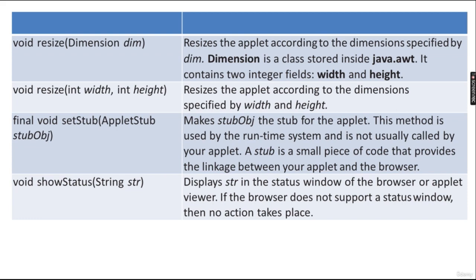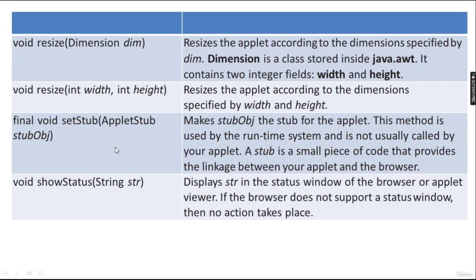So you will specify the new width and new height for the applet window that will be created. Void resize(width, height) resizes the applet according to the dimensions specified by width and height. Okay, so instead of creating a dimension object, we are directly specifying width and height, whereas here we first create a dimension object and then specify the width and height.